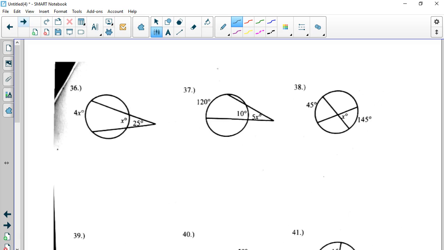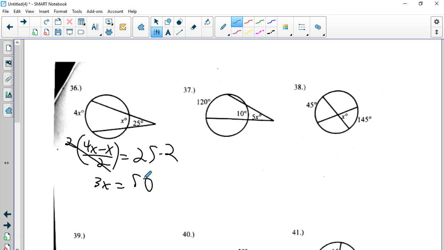All right, this is the formula off your card. In this situation, you take 4x minus x divided by 2 to get the angle. But this time we already know the angle. We don't know the arcs. So we just fill it out that way. And we want to get rid of the 2. So we're going to multiply by 2. 4x minus x is 3x. The 2's cancel. I get 50. I divide by 3. And I get 16.6 repeating.